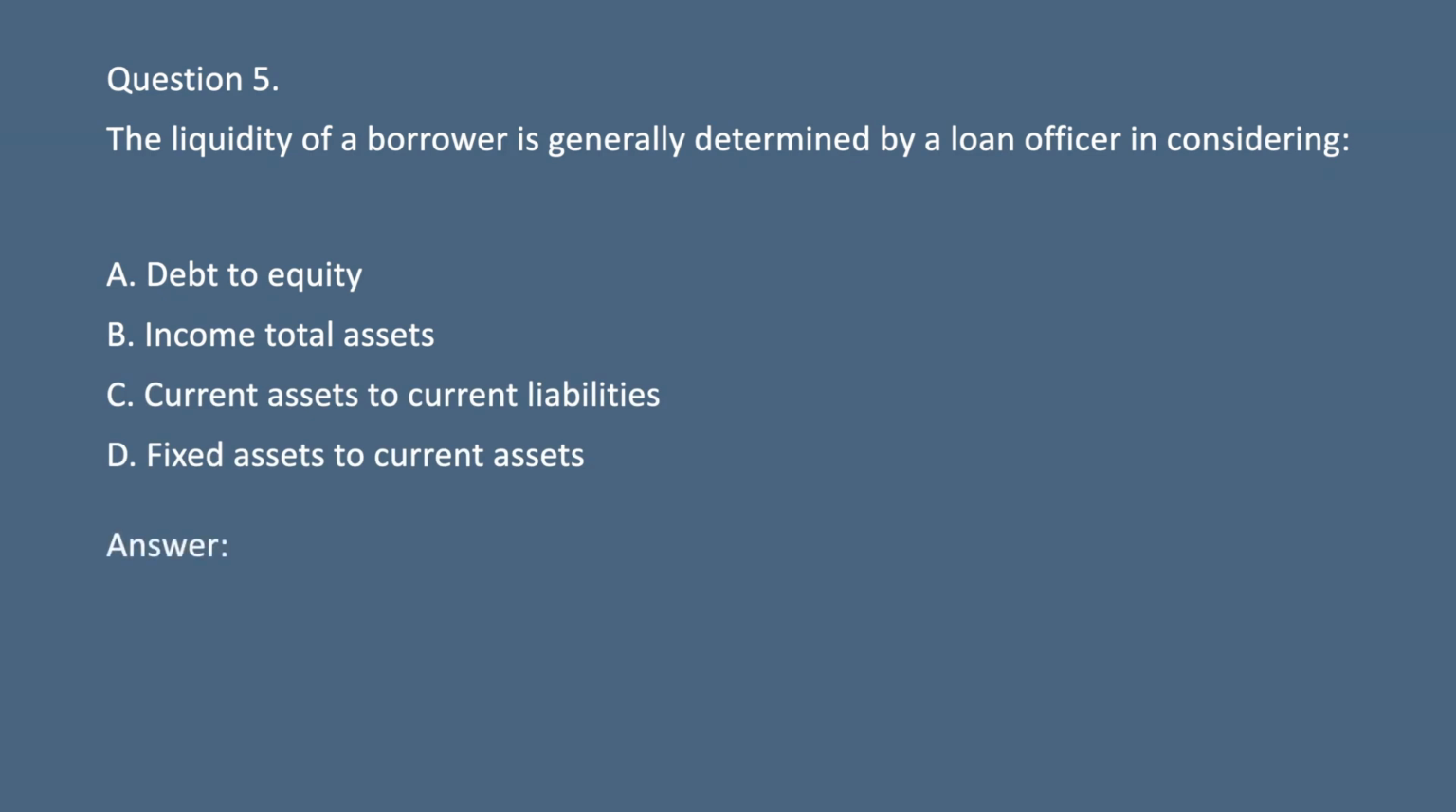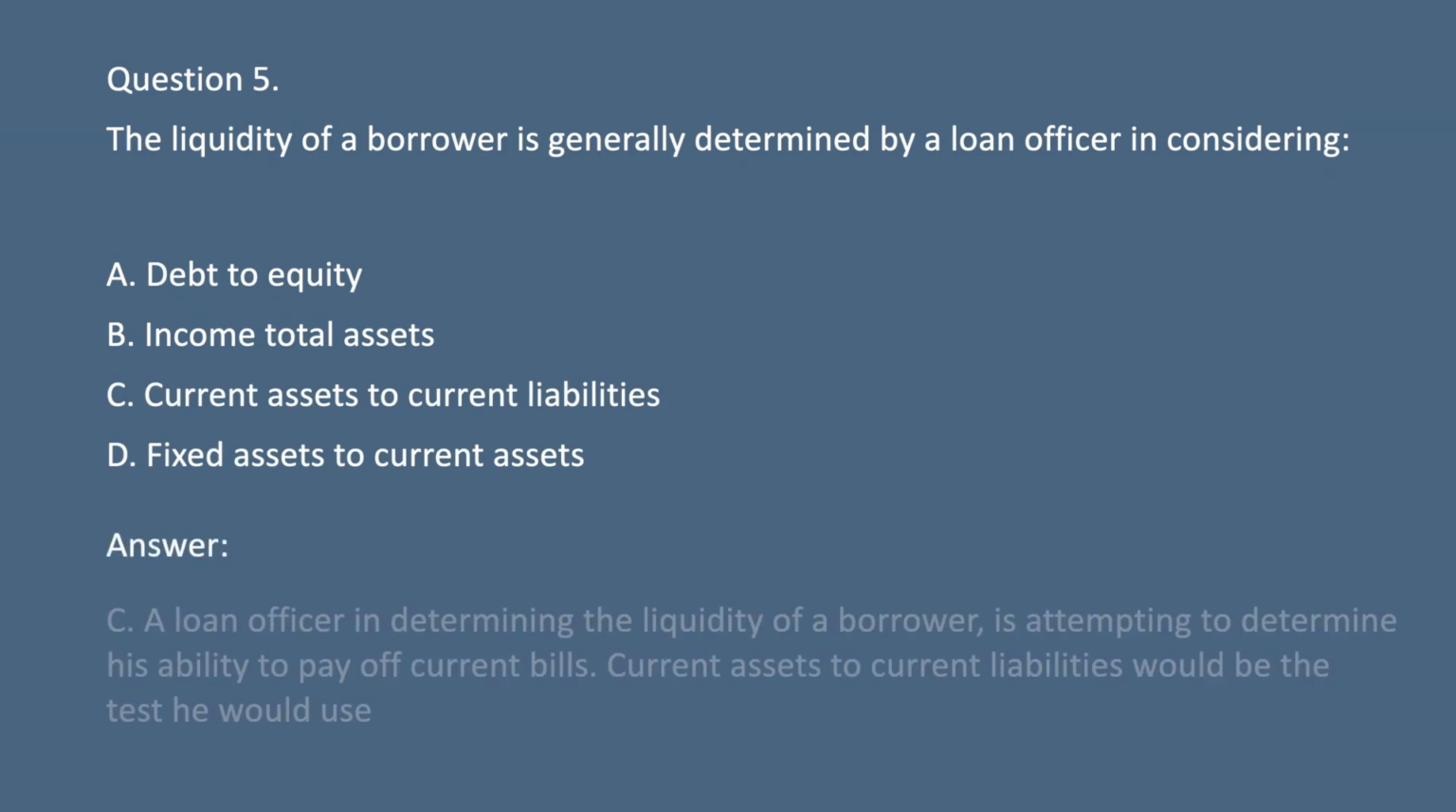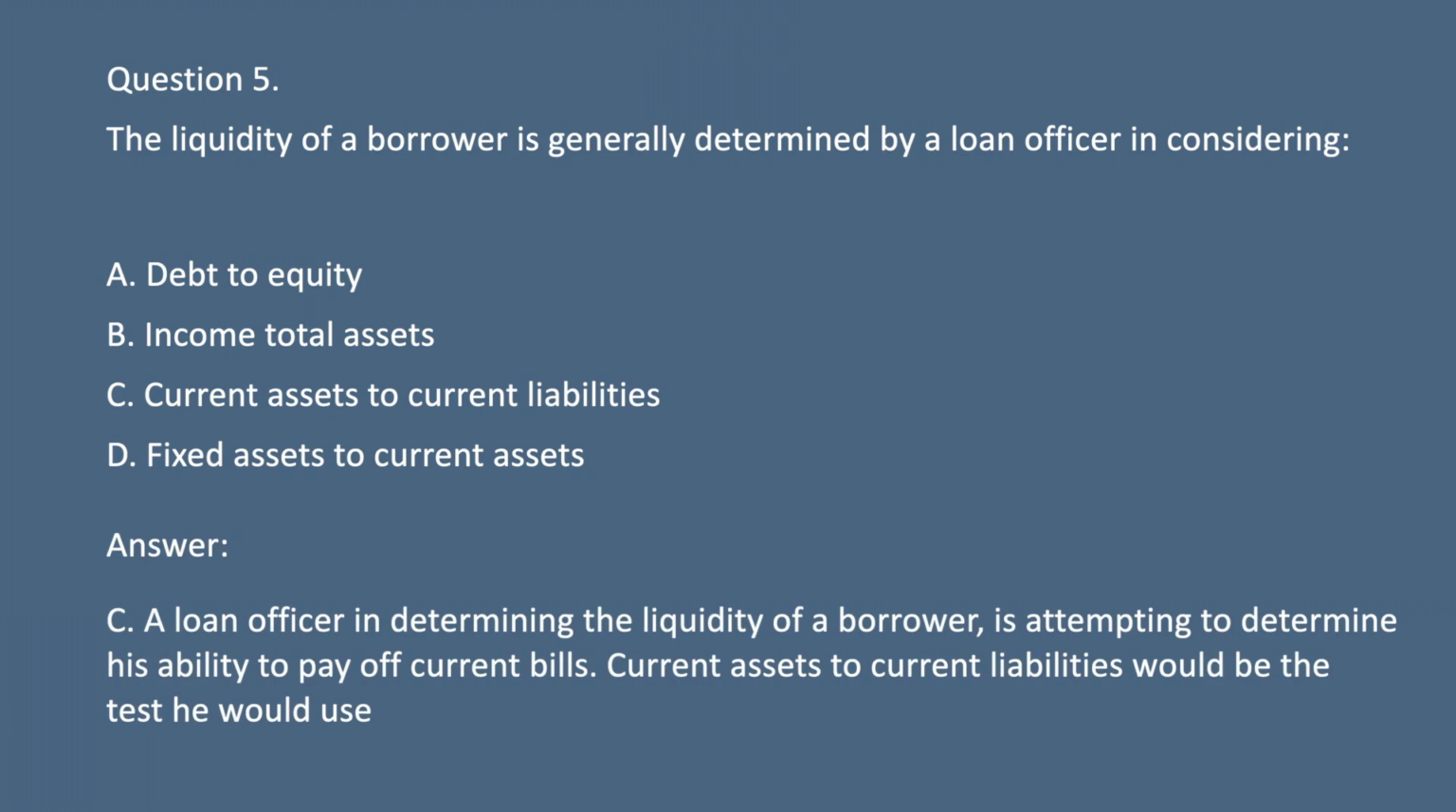Answer. C. A loan officer in determining the liquidity of a borrower is attempting to determine his ability to pay off current bills. Current assets to current liabilities would be the test he would use.